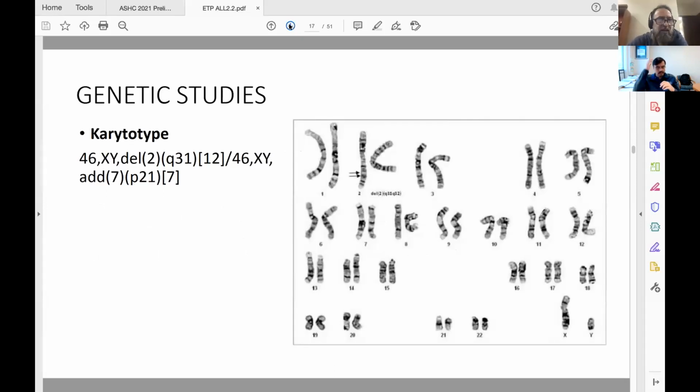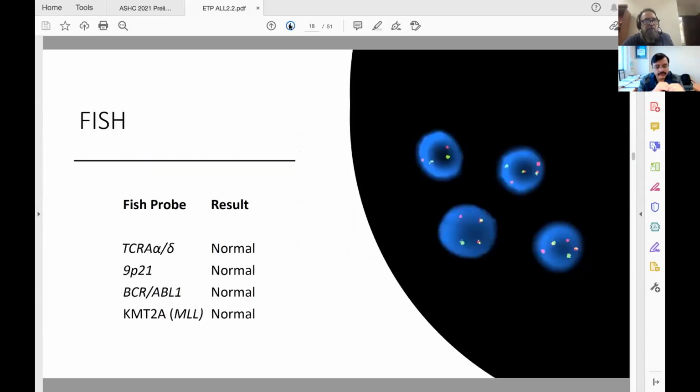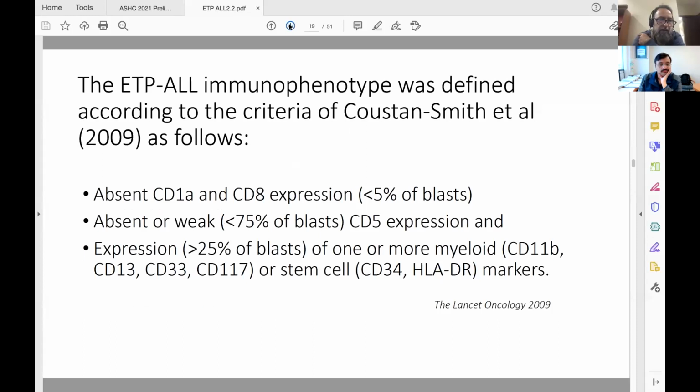And we did genetic studies. We do it for all the new cases. It did a first karyotype. It showed some abnormalities: a clone with deletion 2 and some extra lesions with additional material on chromosome 7. These were not really diagnostic. I think they are non-specific. Next. And FISH, we also have an ALL panel FISH, which didn't pick up any abnormality, and it was not MLL positive. BCR-ABL was negative.